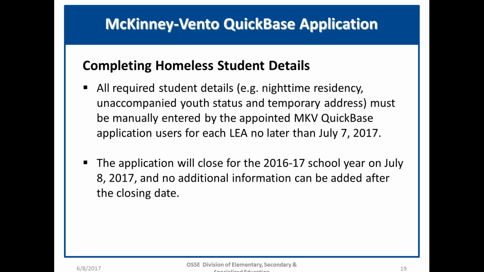Because I know when the school year starts, some of you want to outreach to your students and your families prior to the start of the school year, and then you don't have that information of who was identified as homeless previously. So please be sure that you print anything out that you need from the system now before it goes down, because once it's down, I won't have access to that information until it comes back up before the start of the school year. So again, the QuickBase data needs to be entered into the application no later than July 7th, and then officially the application will close for the 2016-17 school year on July 8th.